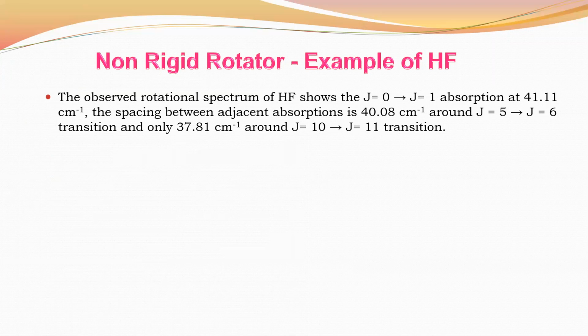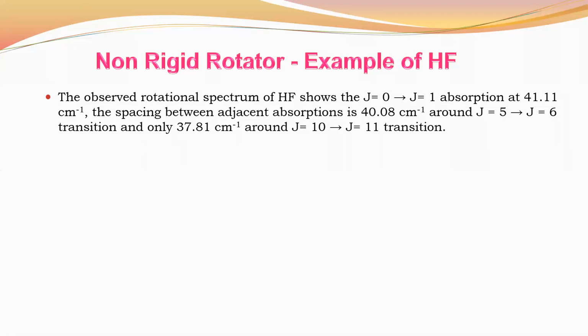And the spacing between adjacent absorption lines is 40.08 centimeter inverse around the J is equal to 5 to J is equal to 6 transition, and the spacing is only 37.81 centimeter inverse around the J is equal to 10 to 11 transition.